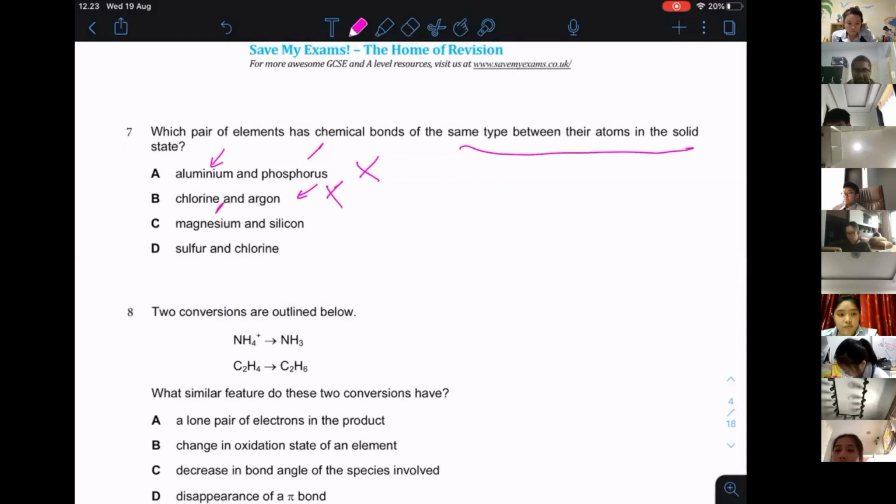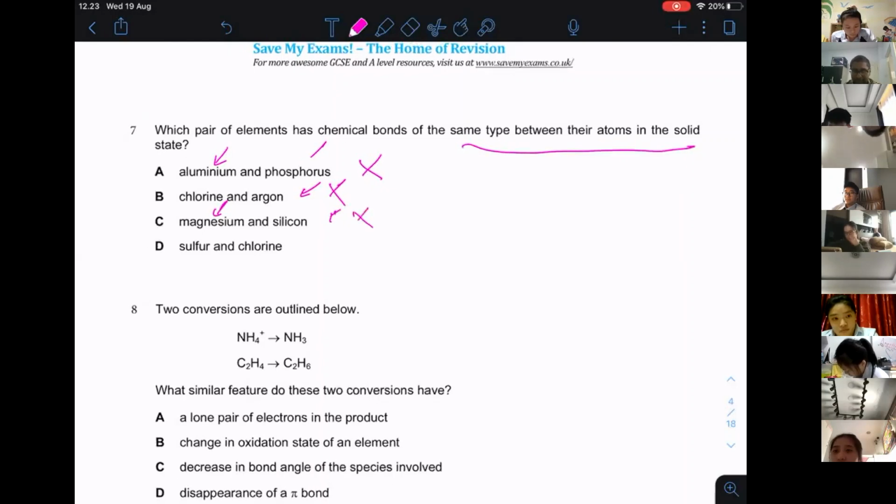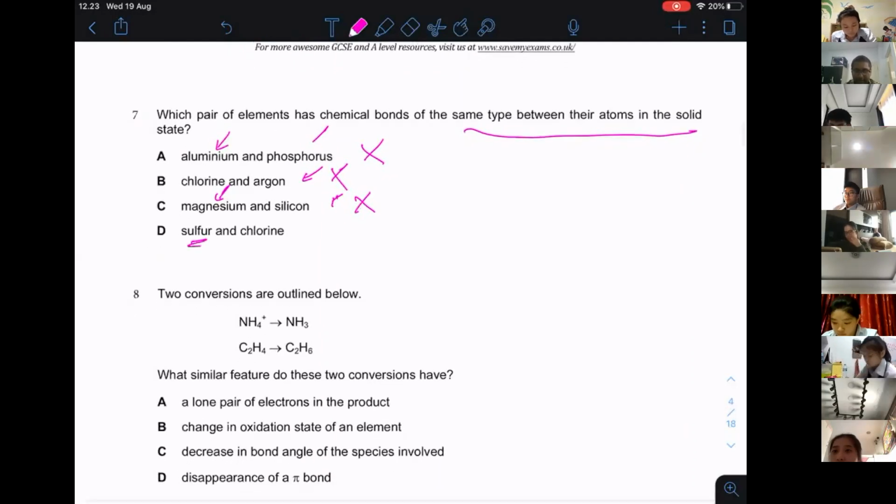Magnesium is metallic bonding. Silicon is going to be non-metal, so it's not going to have the same thing. Sulfur is always S8, covalent bonding. Chlorine, Cl2, covalent bonding between Cl and Cl, between sulfur and sulfur. So of course the answer is going to be D.